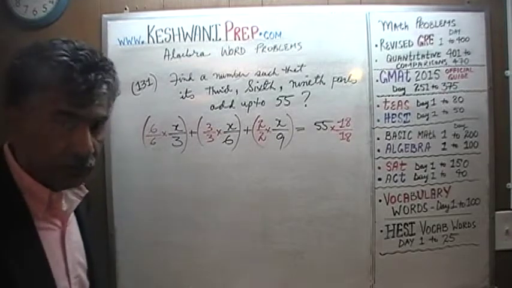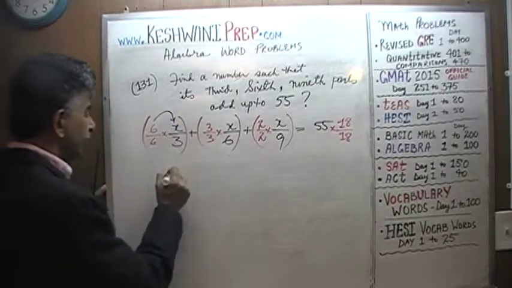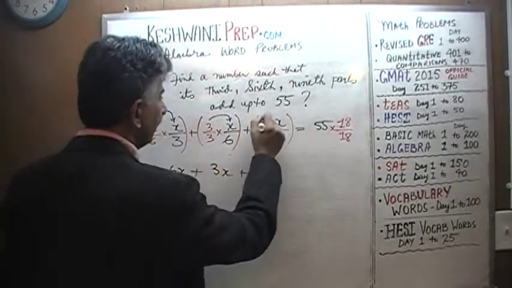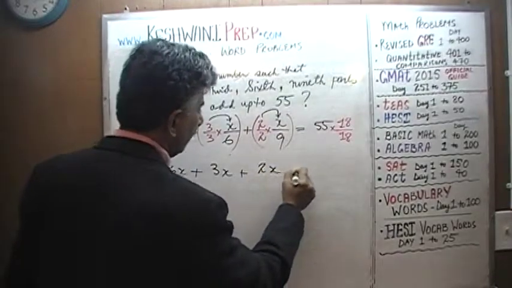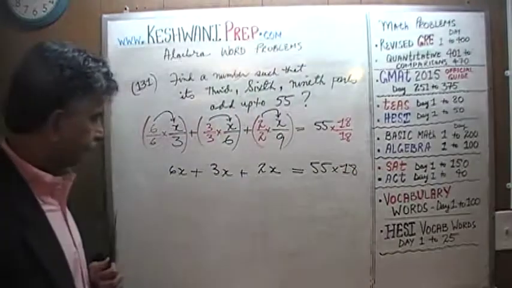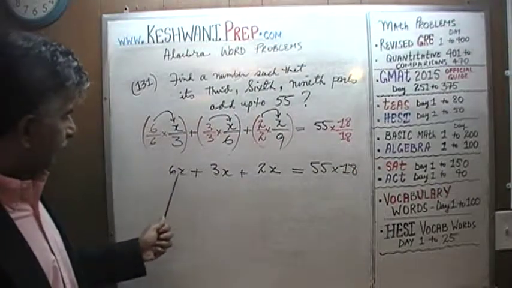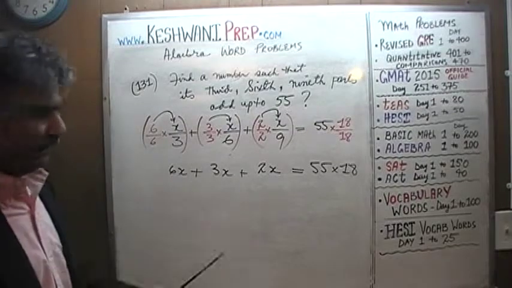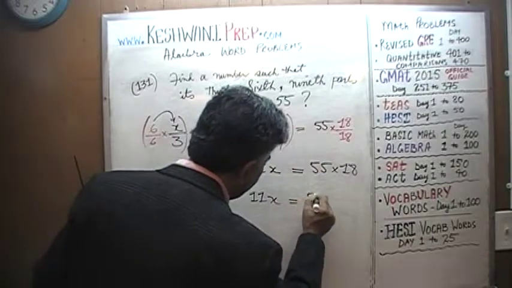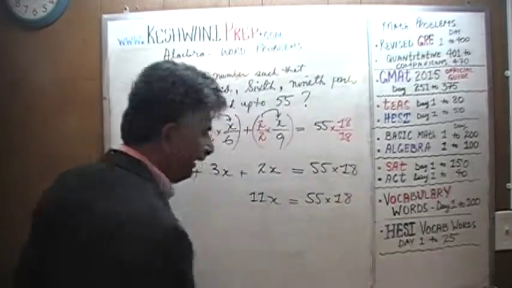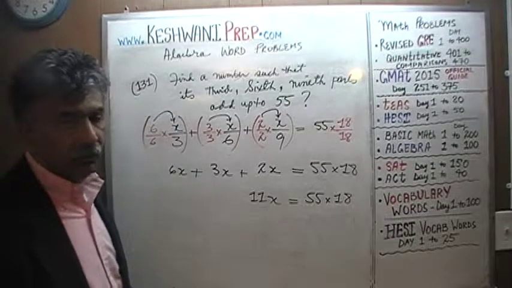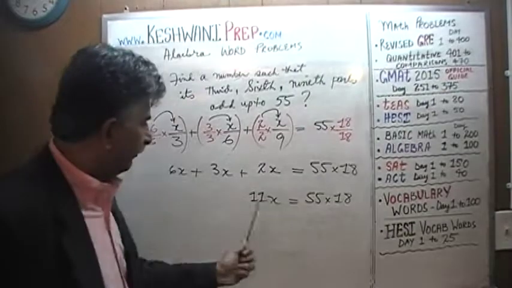We just have to concentrate on the numerator, which is 6 times x, which is 6x, plus 3 times x, which is 3x, plus 2 times x, which is 2x, and that has to equal 55 times 18. 6 plus 3 is 9, 9 plus 2 is 11. So we get 11x equals 55 times 18. We're not interested in finding out what 11x equals to. We want to find out what x equals to. Let's divide both sides by 11.